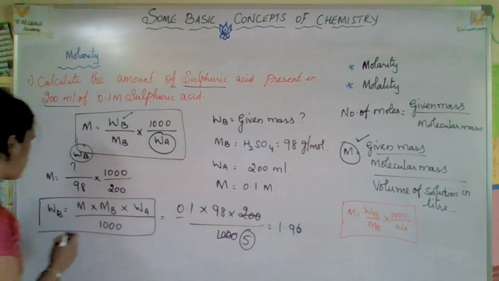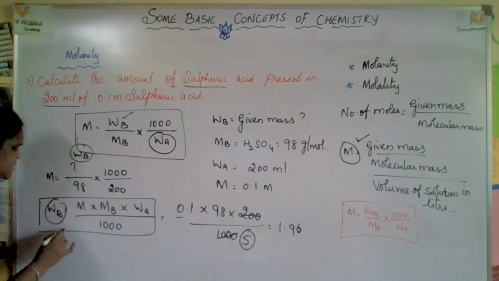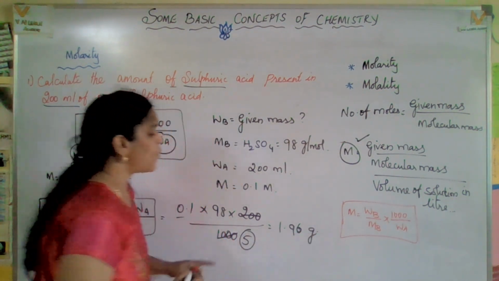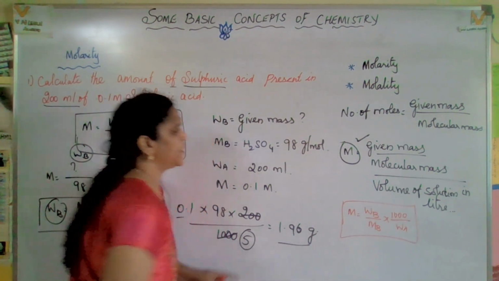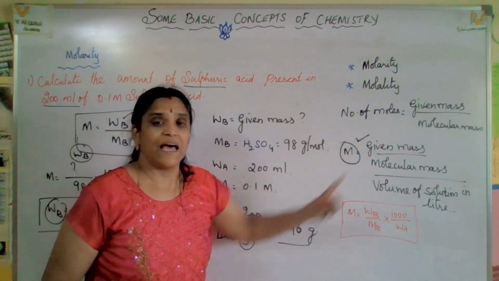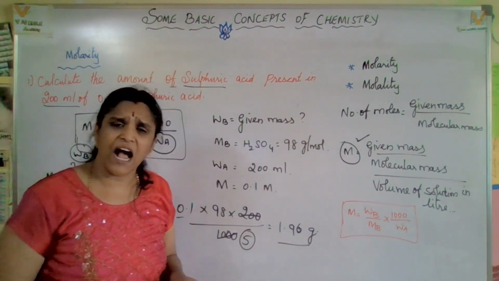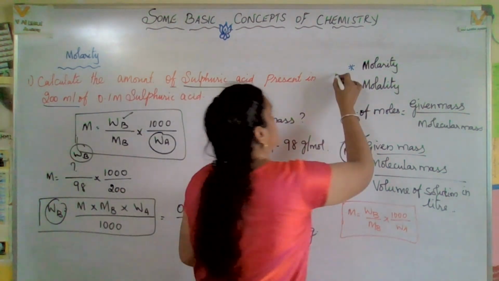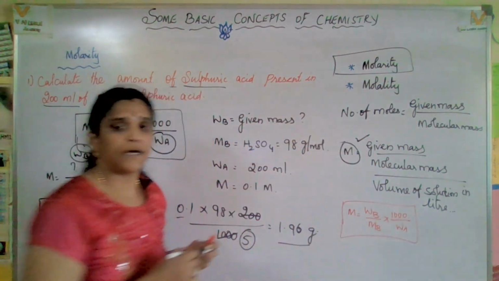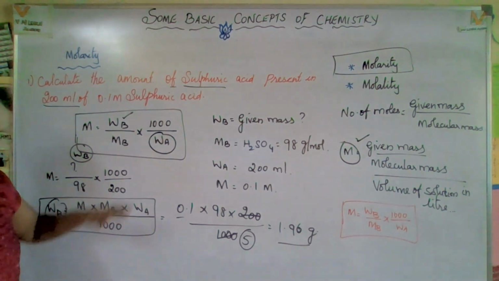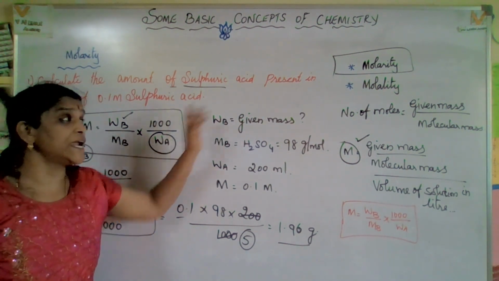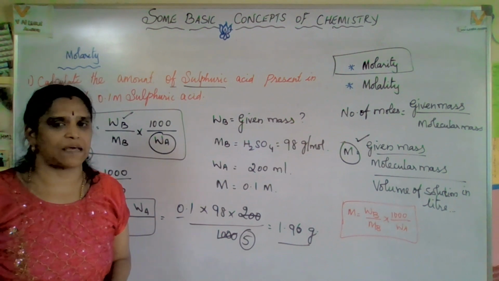This is WB, and it is in gram units, right? So you will get that in gram. Why is gram mentioned? Because it is a given mass. I hope you got a clear idea about solving the molarity formula. Yes, let us solve some more important sums related to molarity.